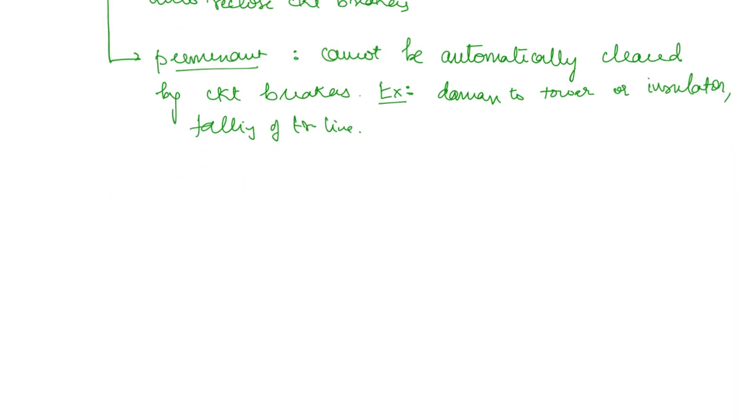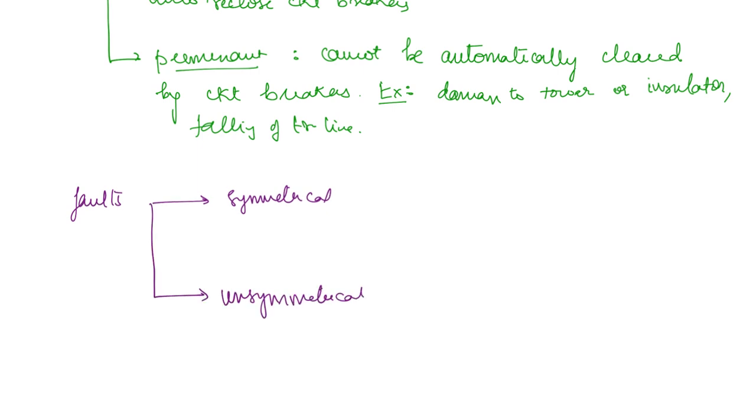that we are concerned with is the categorization of faults into symmetrical and unsymmetrical faults. Symmetrical faults can be transient or permanent in nature. Similarly, unsymmetrical faults can be transient or permanent in nature. Symmetrical faults include the three-phase fault, also called LLLG, triple LG. That means all three lines are short circuited with the ground. That is why it is called a symmetrical fault.